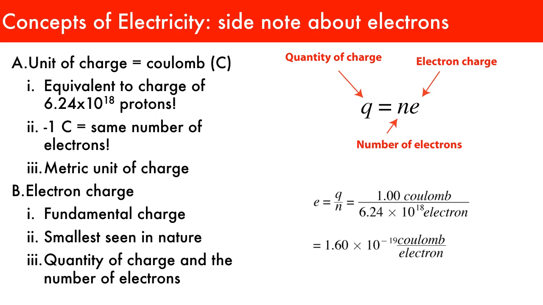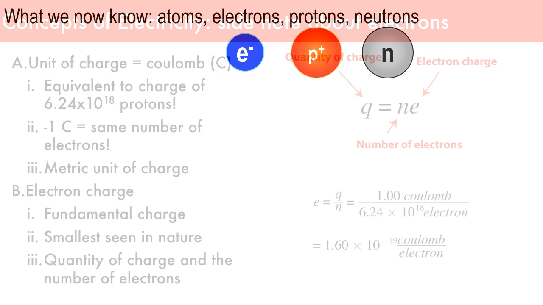So there are 6.24 quintillion electrons moving through your household wire per second if it's moving 1 ampere of current. That's a huge number. The number of electrons in your body is even bigger than that. 1 quintillion, 10 to the 18 electrons, is a small number compared to how many there are in your body. So it's kind of amazing when you think about it. All right, let's get back from the side note.